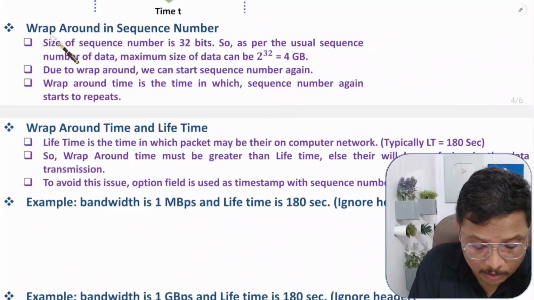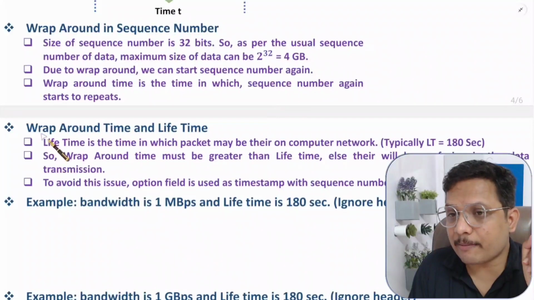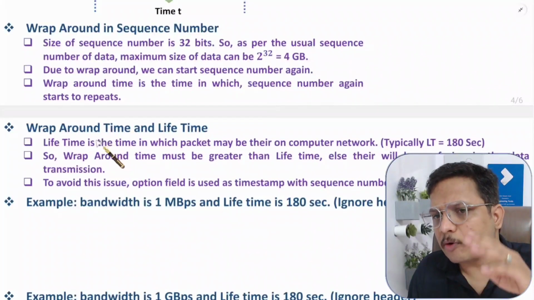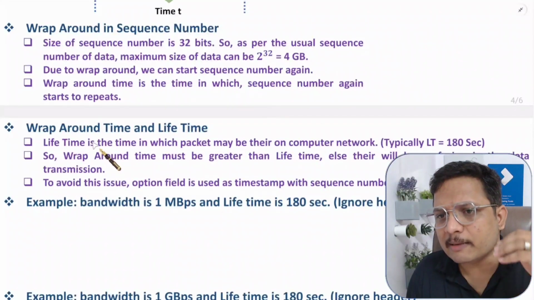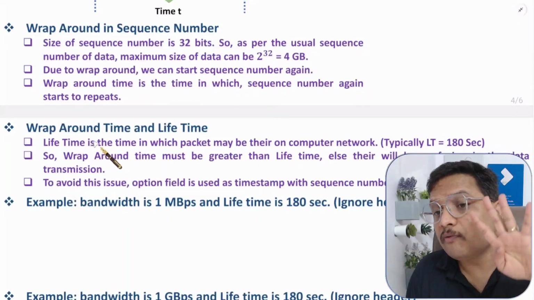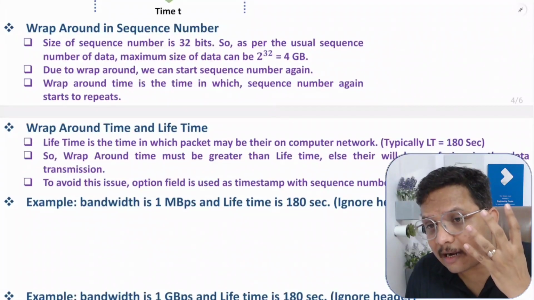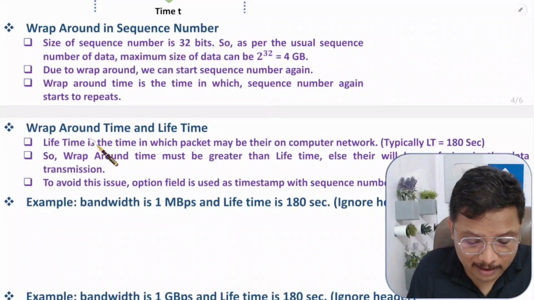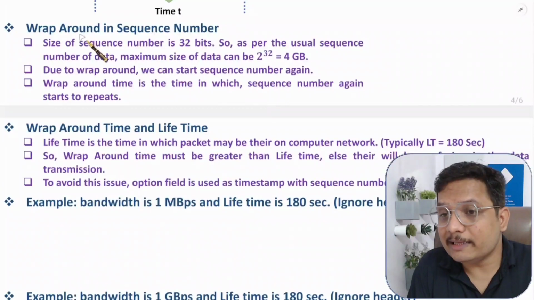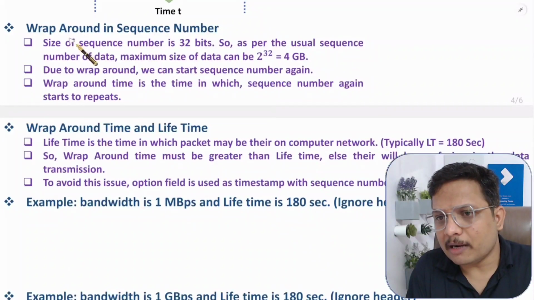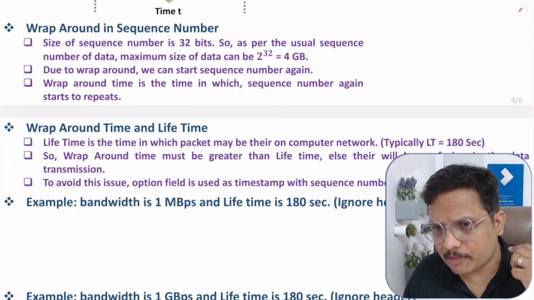So whatever time is required for wraparound, that is wraparound time. If you want to calculate wraparound time, you can simply say it is the time required for 4 GB of data transmission in the TCP segment header. But you need to know why it is 4 GB.